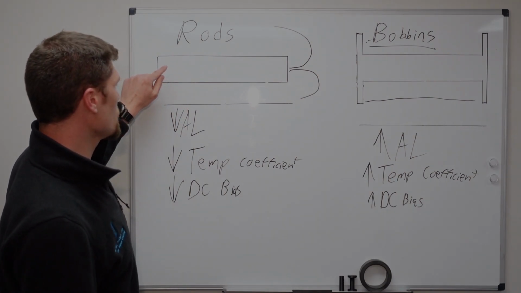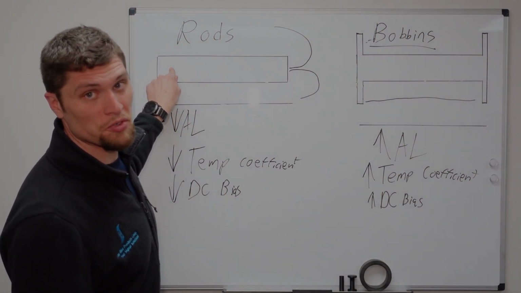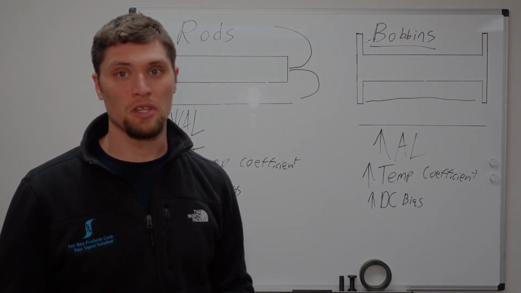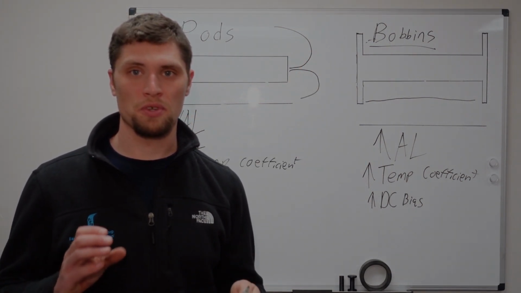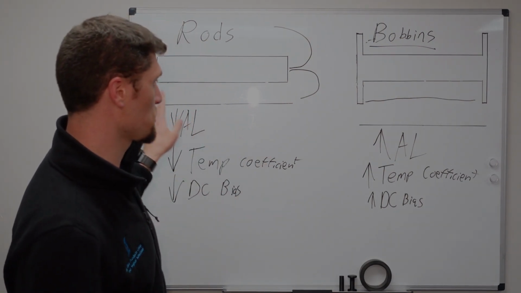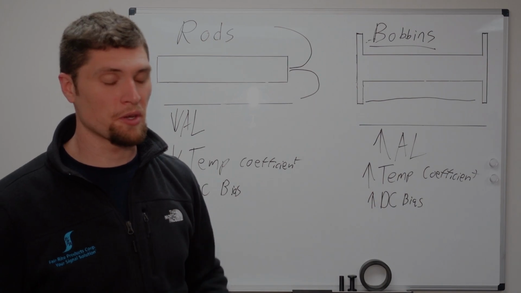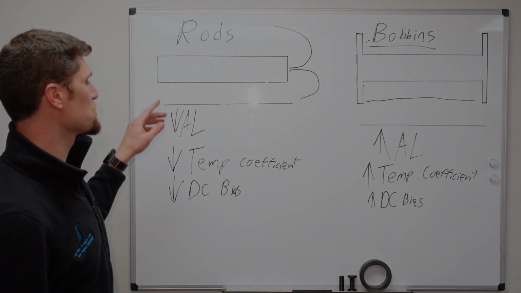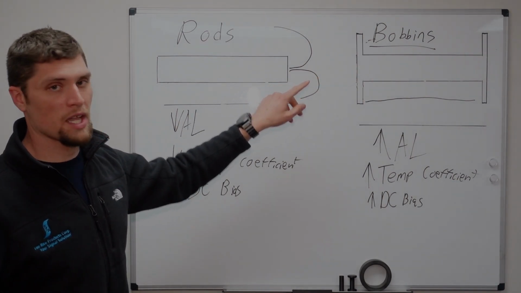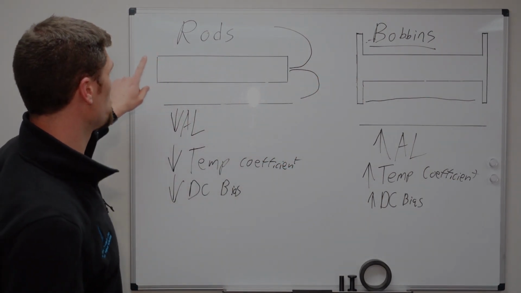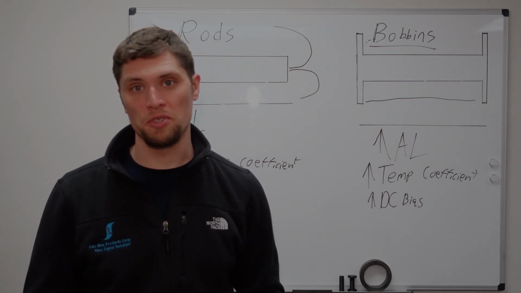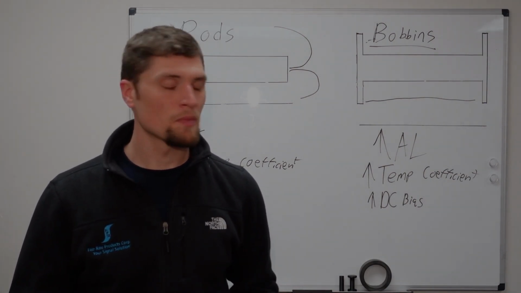But rod type cores, while they're more difficult to wind directly, not having flanges on the ends allows you to use coil formers or pre-wound coils and simply slide them through and adhere them somehow. So bobbins may be easier to hand wind, whereas rods might be a little more producible on a large scale when using coil formers.